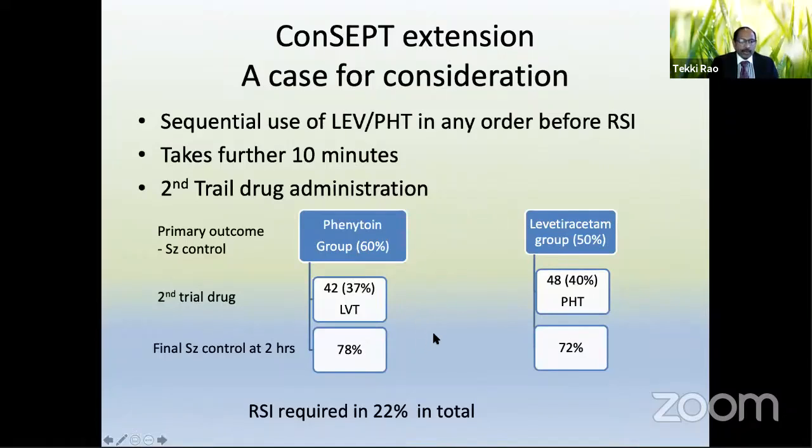And if we look at their outcomes, in the phenytoin group, whereas the primary outcome was only a 60% success rate, 37% of them had levetiracetam as a second trial drug in the second line. They achieved a 78% success rate by the end of 2 hours, compared to the levetiracetam group, where there was only a 50% success rate. They gave phenytoin further in another 40% of individuals, and they achieved 72% success. So again, these 2 groups are comparable, there is no statistical difference. Rapid sequence induction was required in about 22% of all of these children in total.